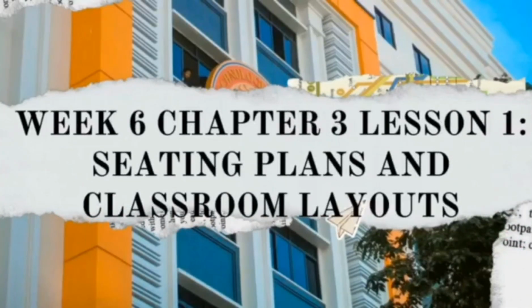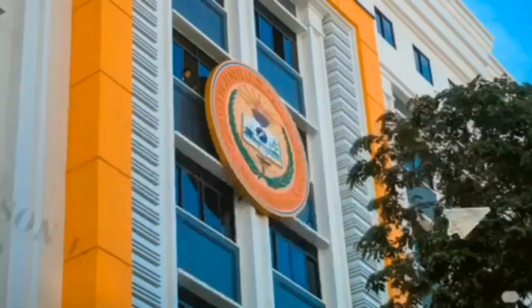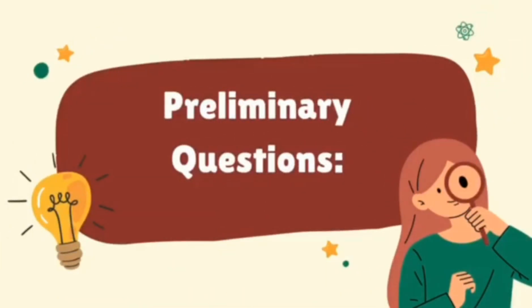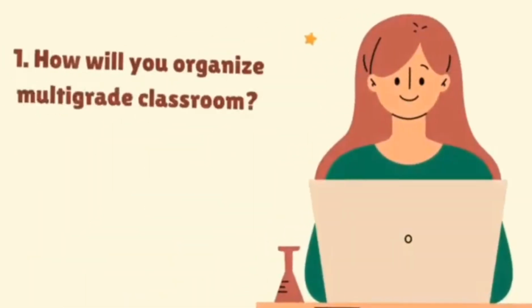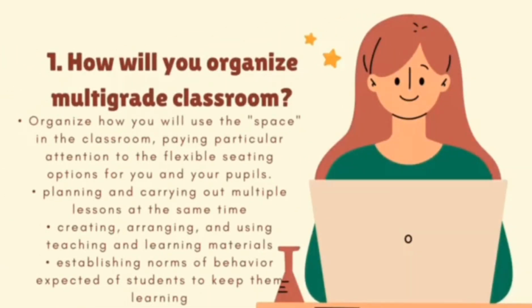Week 6, Chapter 3, Lesson 1, Setting Plans and Classroom Layouts. First up are the preliminary questions. Number 1, how will you organize a multi-grade classroom? Organize how you will use the space in the classroom, paying particular attention to the flexible setting options for you and your pupils. Next is planning and carrying out multiple lessons at the same time, and creating, arranging, and using teaching and learning materials, especially establishing norms of behavior expected of students to keep them learning.